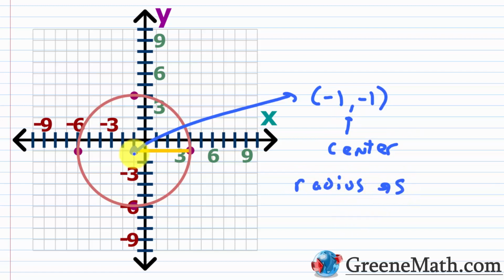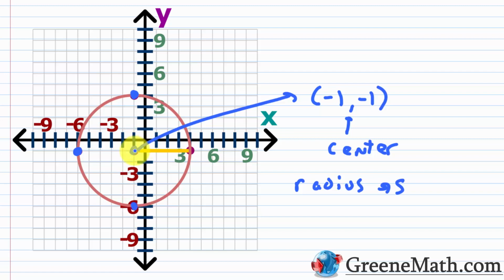So from the center, if I go up by 5, 1, 2, 3, 4, 5, I can make a point. That's 1 point on the circle, and it's going to be negative 1 for the x location and 4 for the y location. Then from the center, I can go 5 units to the left: 1, 2, 3, 4, 5. That's another point at negative 6 comma negative 1. Then from the center, I could drop by 5 units: 1, 2, 3, 4, 5. That's at negative 1 comma negative 6.